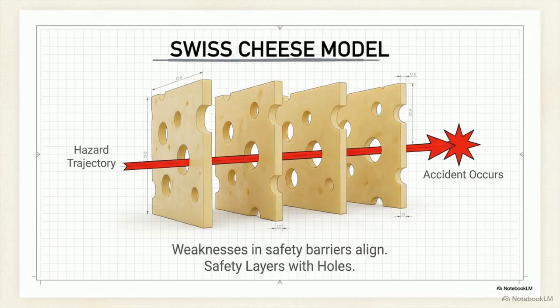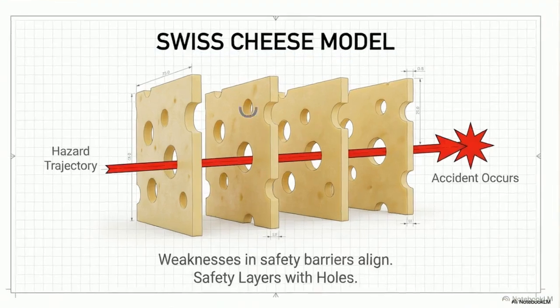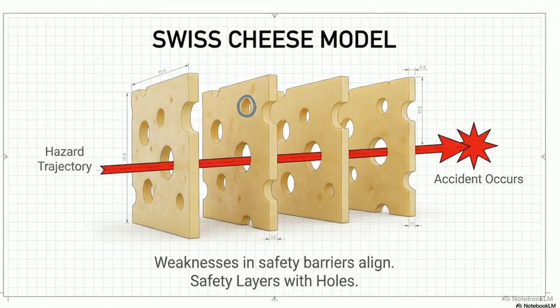The Swiss cheese model illustrates how a multi-layered safety system can let a catastrophic failure slip through. Every barrier has inherent weaknesses, represented by holes. An accident manifests only when systemic weaknesses perfectly align across every layer of defense.